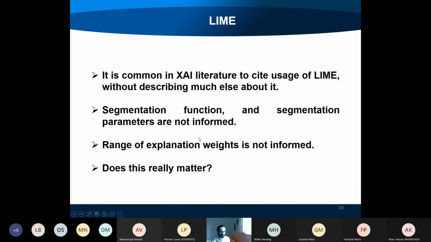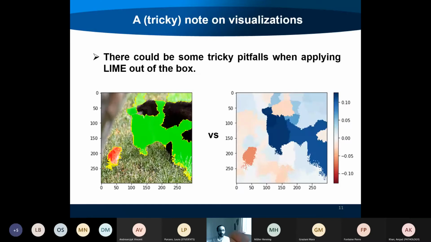Also, sometimes the LIME heat map is plotted, but you don't get the range of the explanation weights. You don't get those colors with the corresponding numbers on the side. You're going to see how that might be a little tricky. And does all of this really matter? I think it does, and I'm going to explain why.